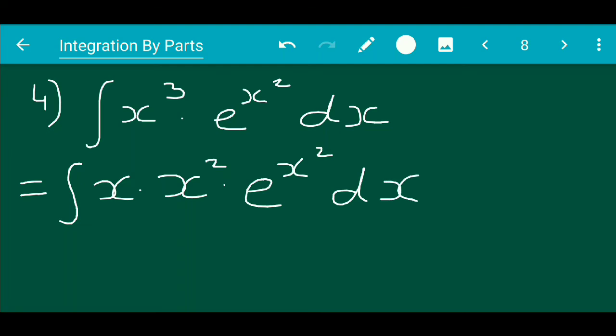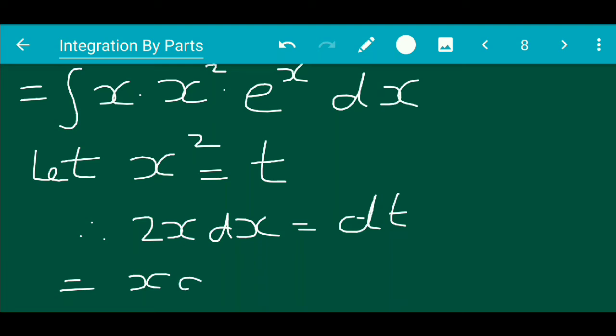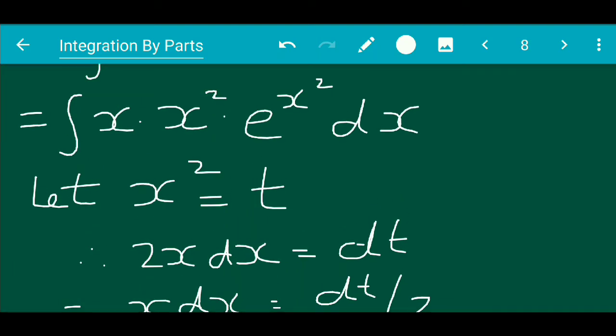Now here we substitute this way. We write let x square is equal to t. See, e raised to x square is given, so that x square is taken as t. The next step is of course differentiation. So upon differentiating, we get 2x dx is equal to dt or x dx is equal to dt by 2. Now if you observe the question once again, you have x dx over here, isn't it? This term is x into dx. That x dx now can be substituted as dt by 2.